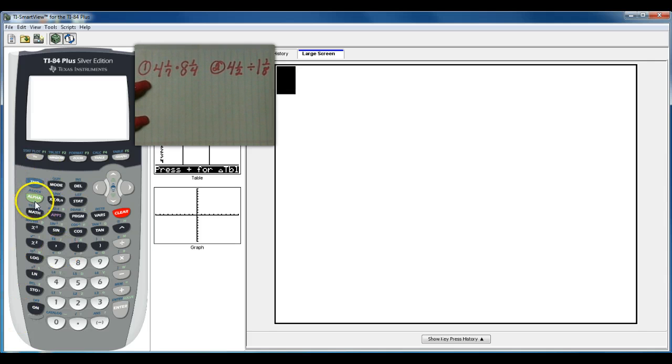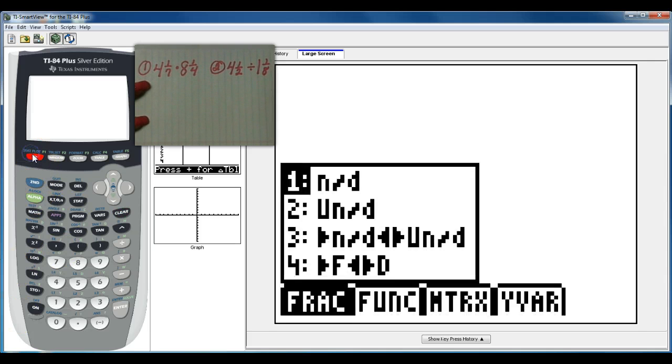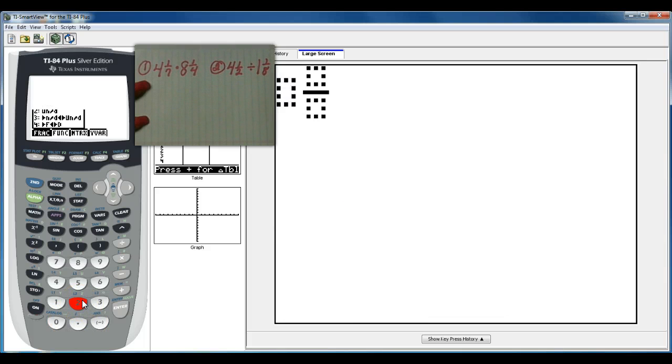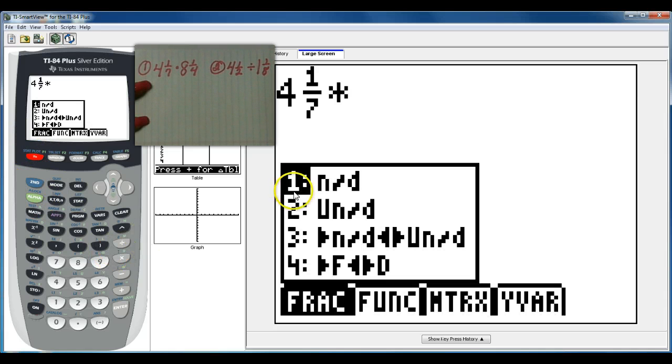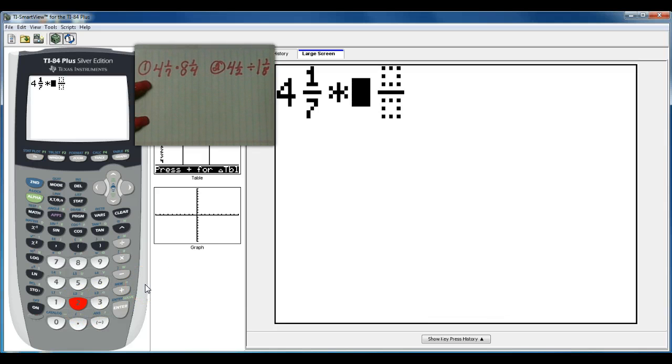So remember, your alpha y equals menu takes you to the fraction menu, and you would hit number 2 and then just fill in the numbers. So for example, this is 4 1/7, then times, then you go back to your alpha y equals menu, again selecting number 2, which is mixed numbers, and 8 1/4.